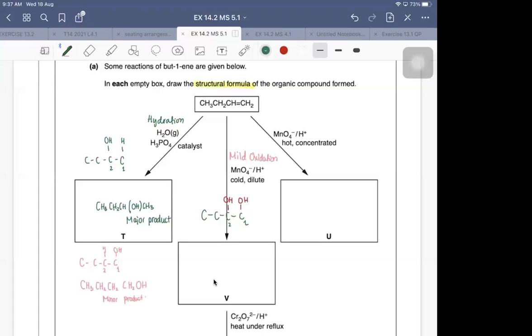The question wants you to write down the structural formula. So it's CH3CH2CH(OH)CH2OH. The reason why we don't put OH in a bracket is because it's already at the end of the chain, so we don't count it as a side chain. We see it as part of the principal chain, so we don't have to draw the bracket for that.